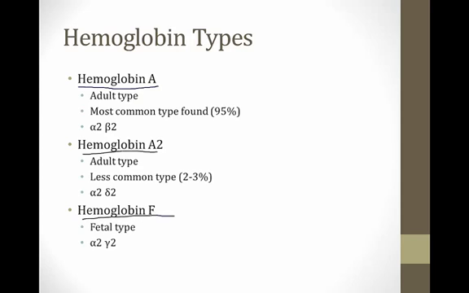So hemoglobin A is the main hemoglobin in adults. It's about 95% of adult hemoglobin. And it's made up of two alpha and two beta chains. And this is the bread and butter workhorse hemoglobin type in the adult human body. Second type in the adult is called A2. It's the less common type, and it's got two alpha chains and two delta chains. Another important type is found in the fetus. It's called hemoglobin F. It's the fetal type, and it has two alpha chains and two gamma chains.